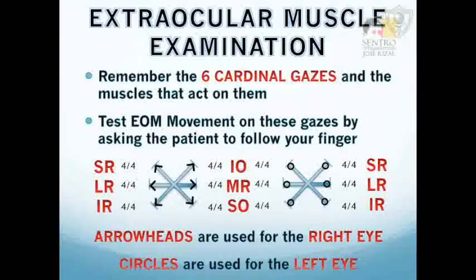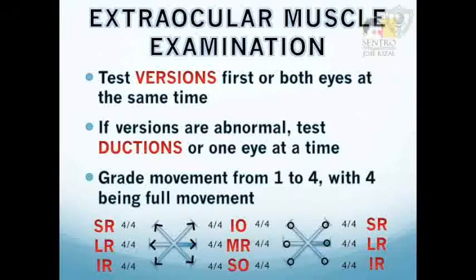In testing for the extraocular muscle movement, it is important to remember the 6 cardinal gazes and the muscles that act on them. Test DOM movement on these gazes by asking the patient to follow your finger in the directions shown. Arrowheads are used to report findings for the right eye, while circles are used to report findings for the left eye. Test both eyes or versions first. If versions are abnormal, test ductions or one eye at a time. Grade the movement from 1 to 4, with 4 being full movement.